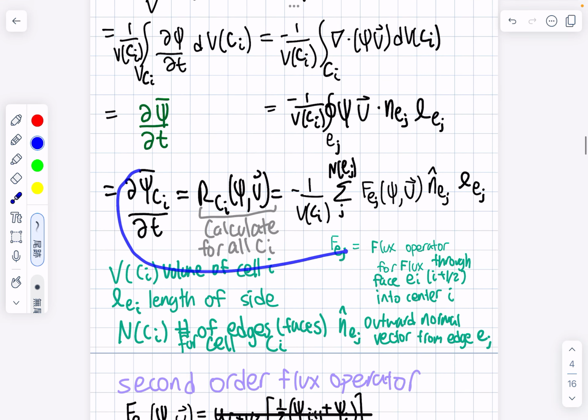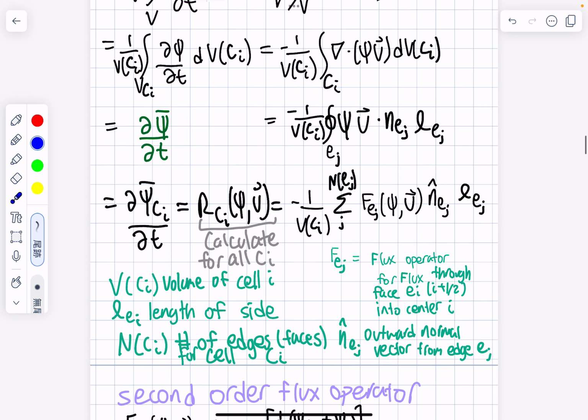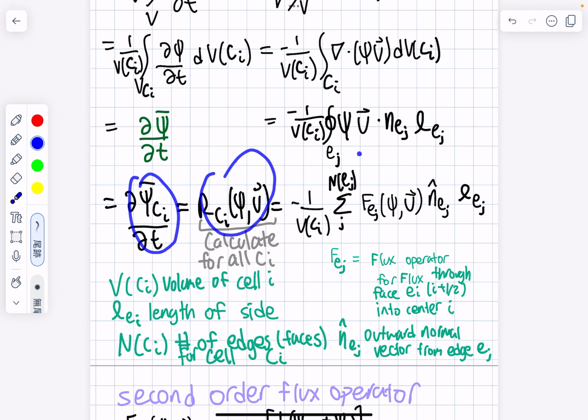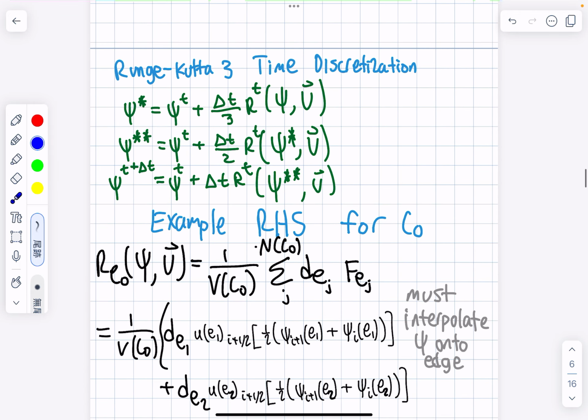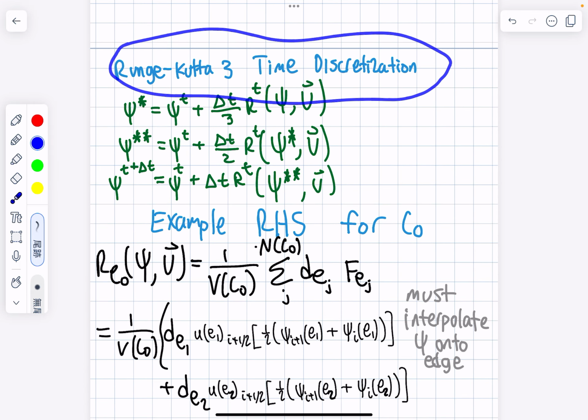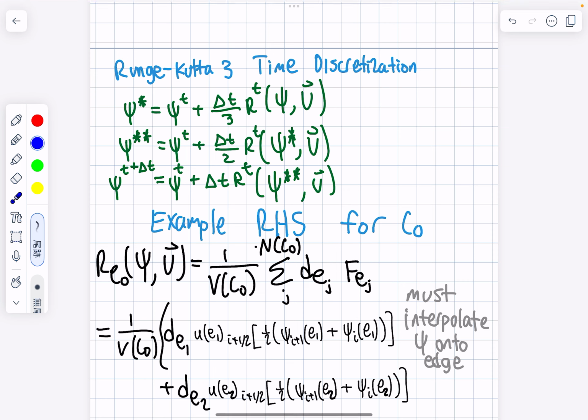This here is equal to the right-hand side, which is equal to this. But we do not need to solve for the time derivative of this. We need to solve for this. So now what we do is we use Runge-Kutta 3 to do the time discretization, where R of t is that sum we just came up with.